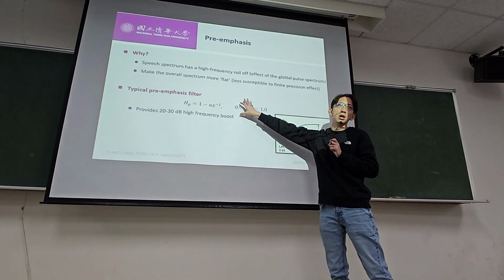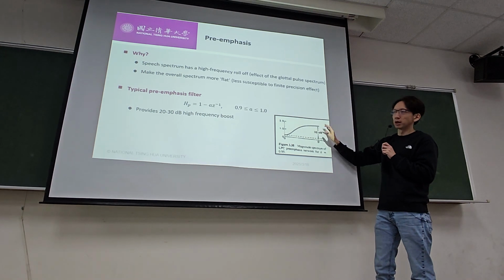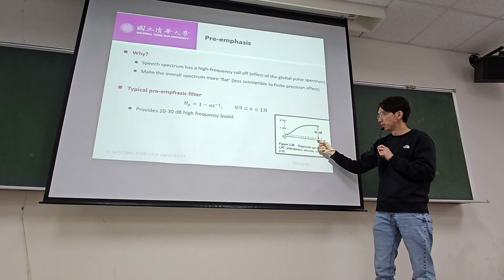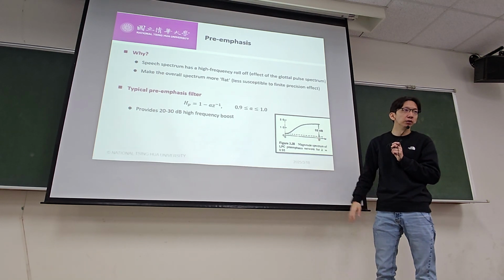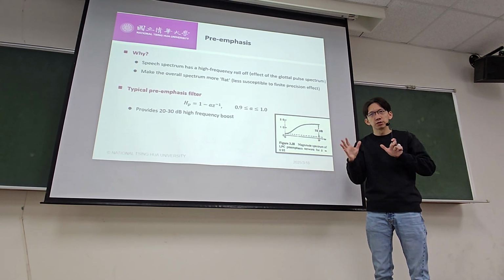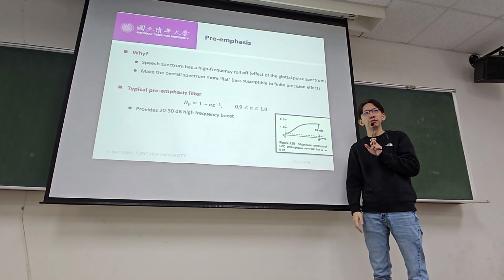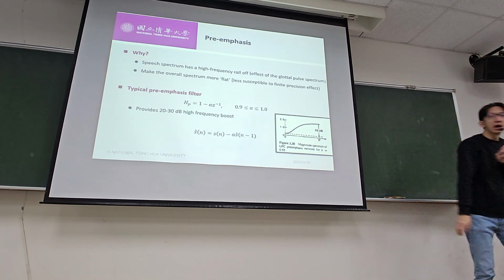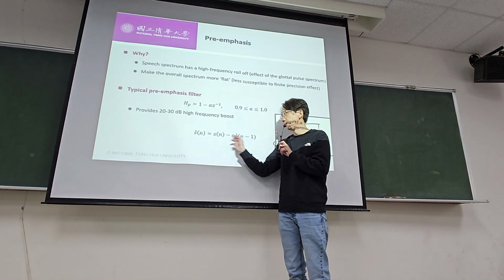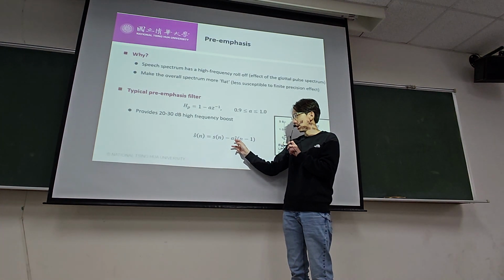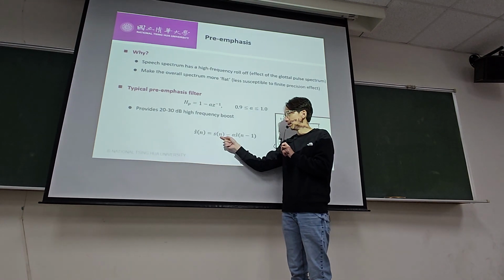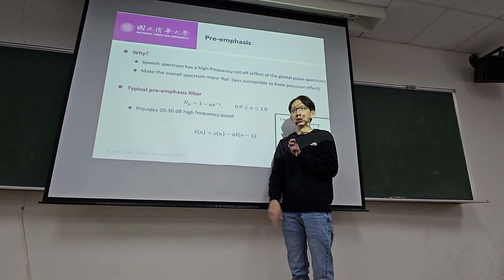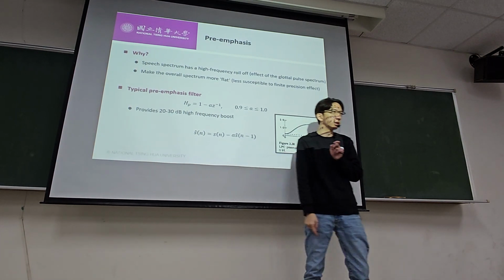You plot this filter's response, it looks something like this. It gives about 20 to 30 dB improvement at omega equals pi, basically a high frequency component. So this makes the overall signal have a little bit of boost in the high frequency component. The actual way of computing is just s hat n equals s of n minus a times s of n minus 1. So taking a signal minus a version of the previous signal becomes the current signal. And by doing that, you automatically boost a little bit of your high frequency component.